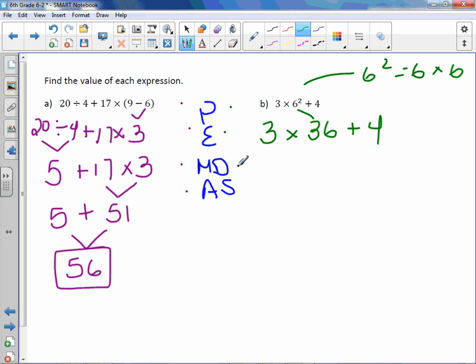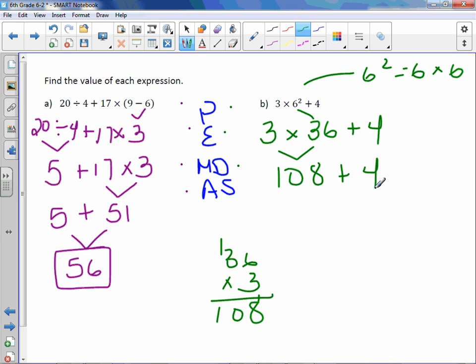No more exponents, but I do have some multiplication here. 3 times 36. Let's do this off to the side. We get 108. Bring down the plus 4. No more multiplication and division, but I do have addition. So add 108 plus 4, and you get an answer of 112.